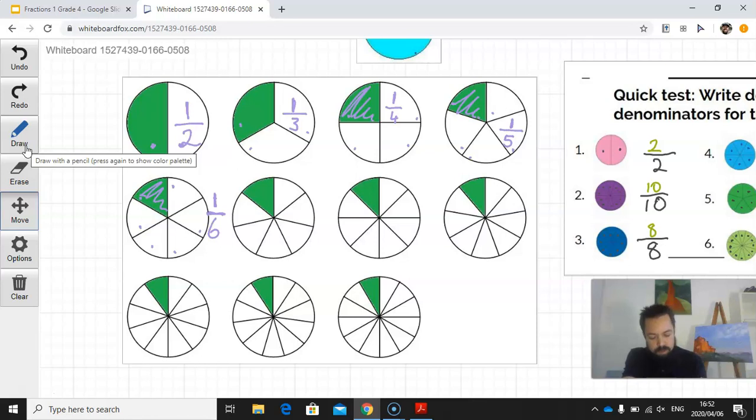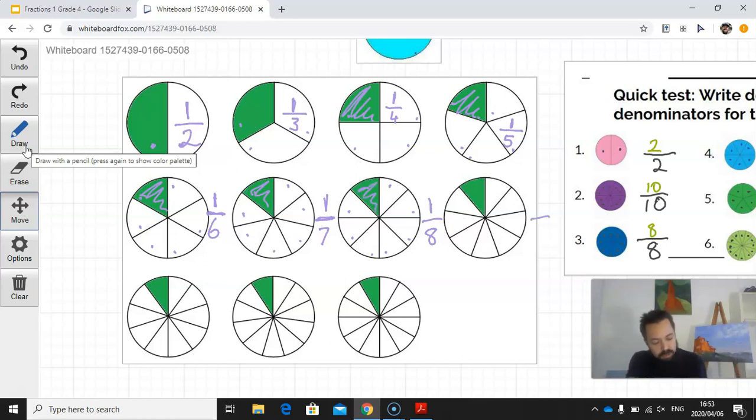Number 6, we have 1, 2, 3, 4, 5, 6, 7. We have 7 pieces, so we get a 7 for the denominator. 1 is colored in, so we get a 1 up top. Eight pieces over here: 1, 2, 3, 4, 5, 6, 7, 8. One of them is colored in, 1 up top.